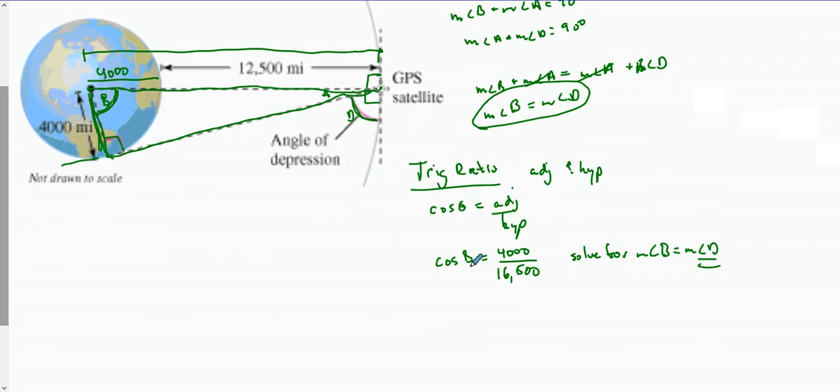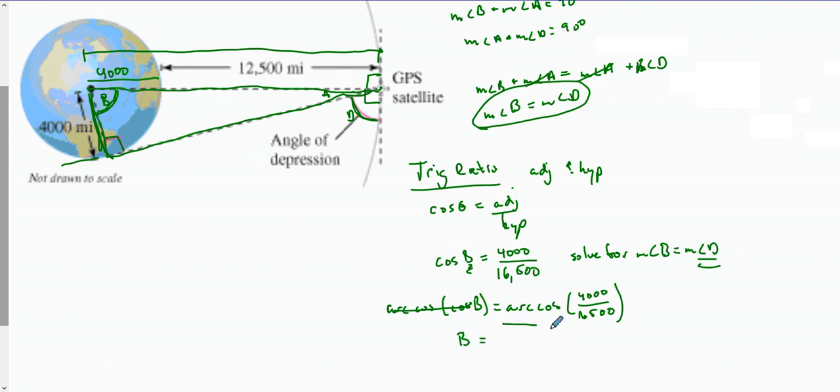So how do we solve for an angle? Well, we're going to use the arc inverse trig ratio. So we're going to take the arc cosine of both sides. And when we take the arc cosine of both sides, I'm going to have 4,000 over 16,500. These will cancel out, and I'm left with B, which is our angle measure that we're looking for.